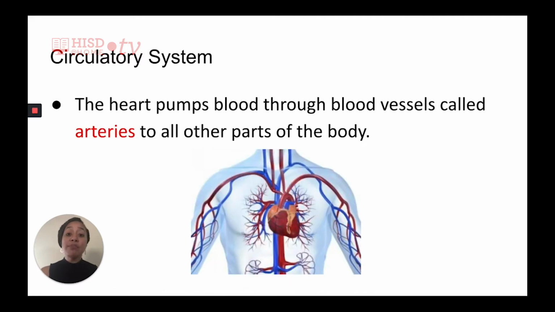The heart pumps blood through blood vessels called arteries to all other parts of the body. So the heart pumps the blood throughout the body through the arteries. They carry blood away from the heart. Arteries start with A, away starts with A. So the arteries carry blood away from the heart. And again, you can remember that by remembering that arteries start with A and away starts with A.